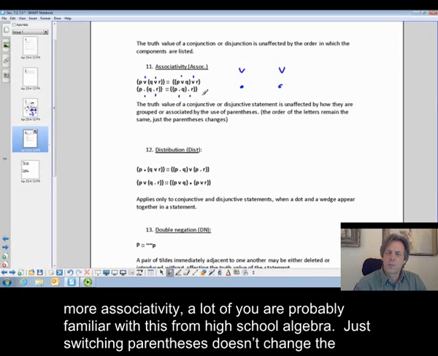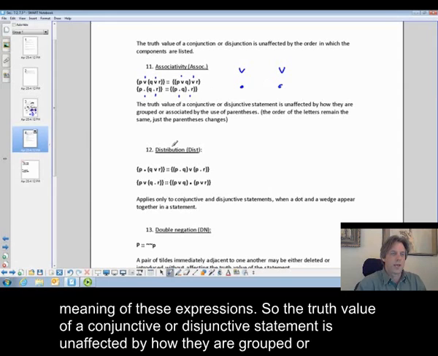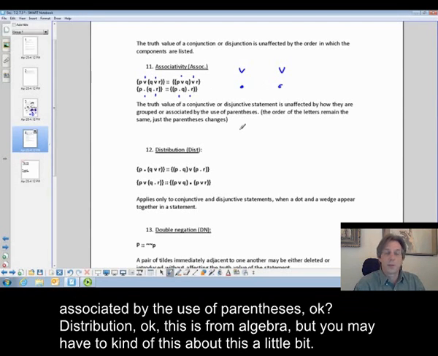A lot of you are probably familiar with this from high school algebra. Just switching parentheses doesn't change the meaning of these expressions, okay? So the truth value of a conjunctive or disjunctive statement is unaffected by how they are grouped or associated by the use of parentheses, okay?